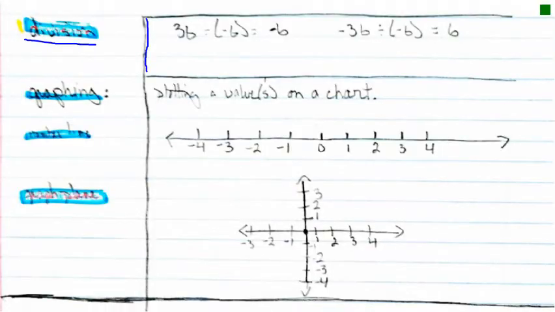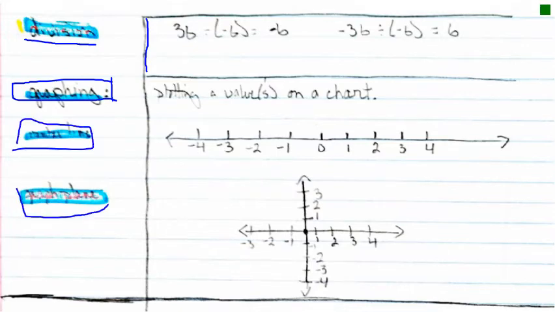We will also be using graphing. We will be using different types of graphs, a number line and a graphing plane. Before we get into those, what is a graph? A graph is a plotted value on a chart. So you're plotting a value or values on a chart.